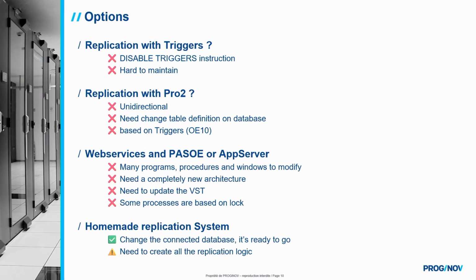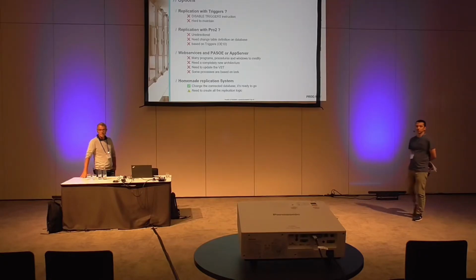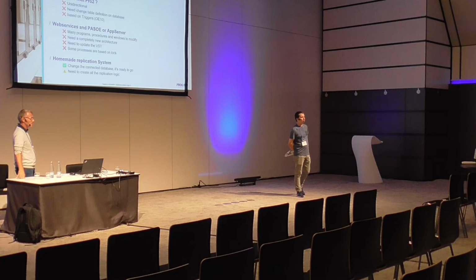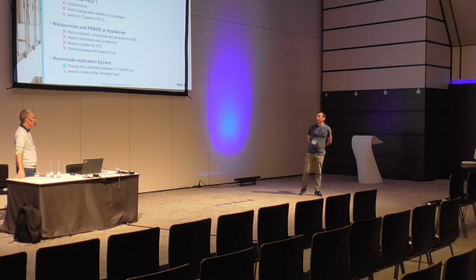So what were our options to meet our needs? The basic approach when we need to replicate data in OpenEdge is to use triggers, but triggers can be disabled with a simple disable trigger statement, so they are not reliable. We also find them very complicated to maintain and to deploy, so we prefer to avoid them.